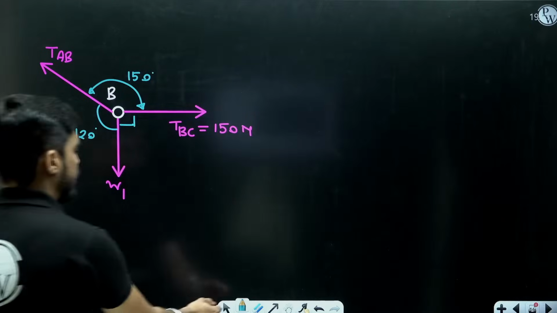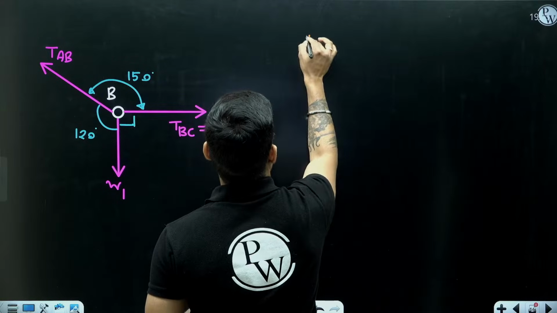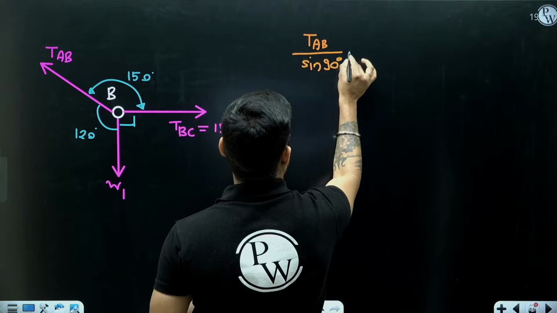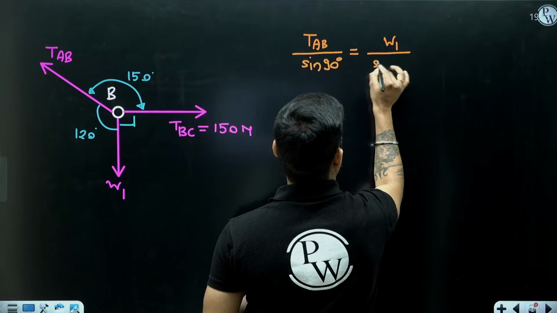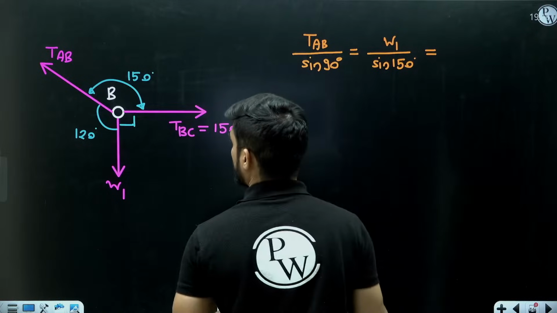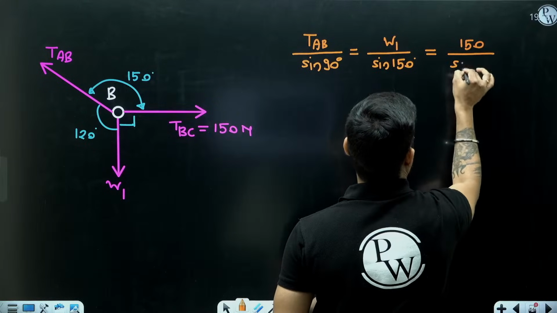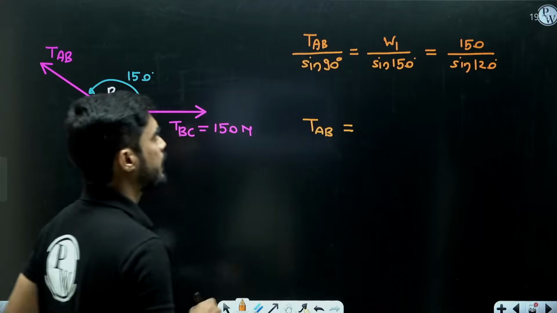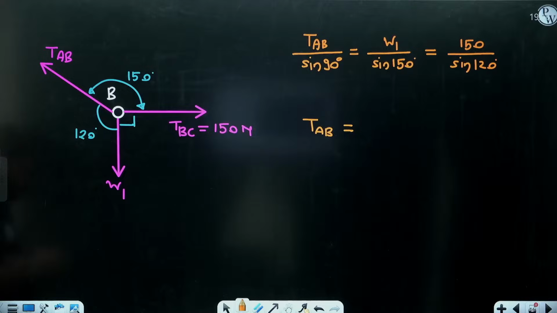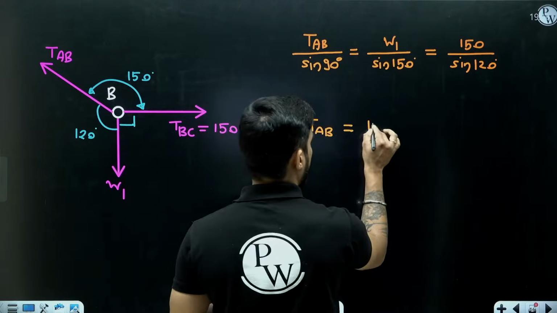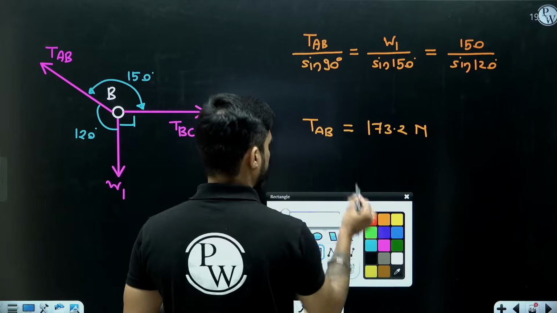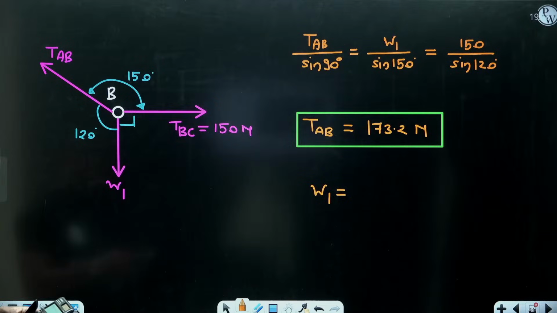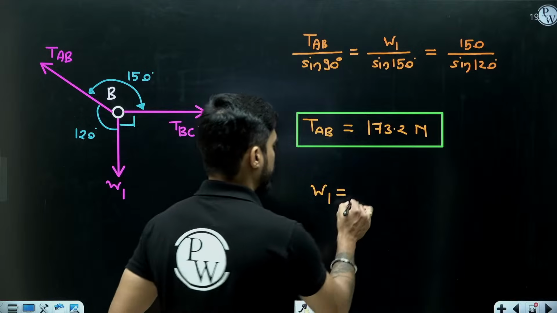Now use Lami's theorem again. So it will be TAB upon sine 90 equal to W1 upon sine 150 equal to 150 upon sine 120. So from here we will get TAB and W1. So what will be TAB? 150 sine 90 divided by sine 120. So I am getting 173.2 Newton. And then W1 will be equal to 150 sine 150 divided by sine 120. So I am getting 86.6 Newton.